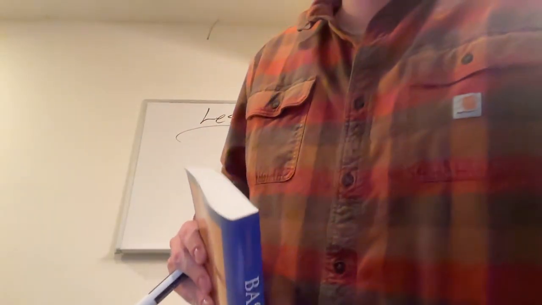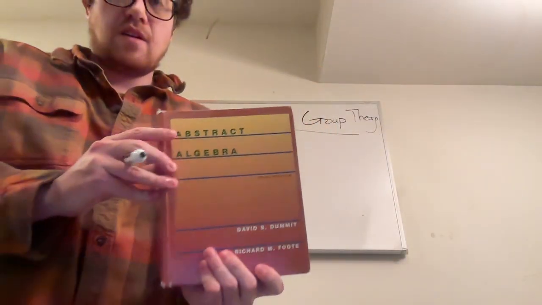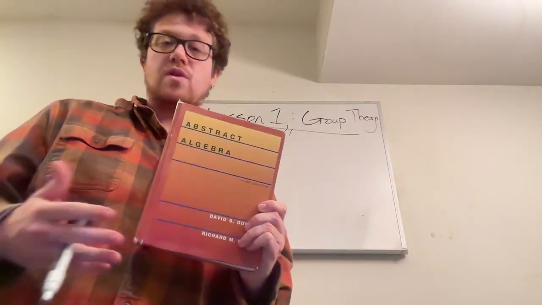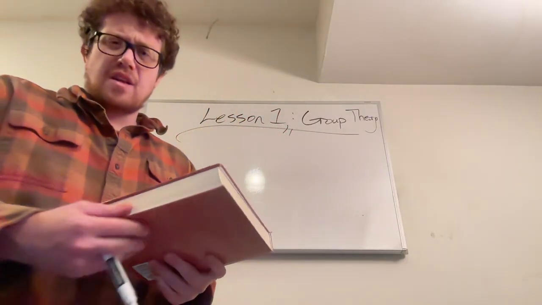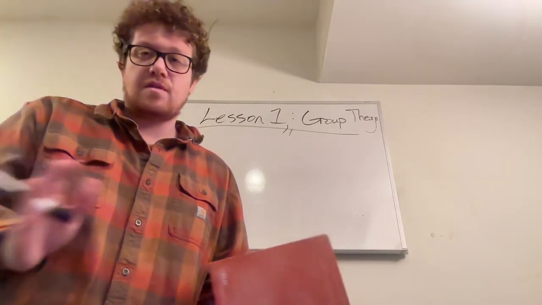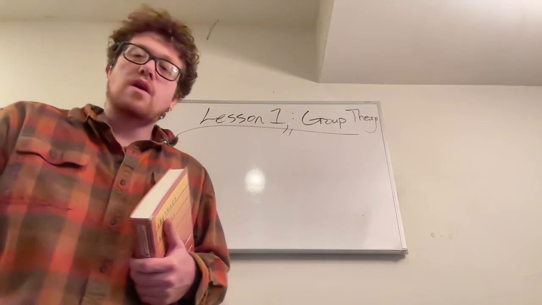Then for graduate students, if you're getting a little more advanced, you may want to go to the classic Dummit and Foote. This is what we used in our graduate school. I think this is pretty common. It's a good book. It's got a little bit of homological algebra at the end, which is interesting, but the rest of it is pretty easy to digest for any graduate student.